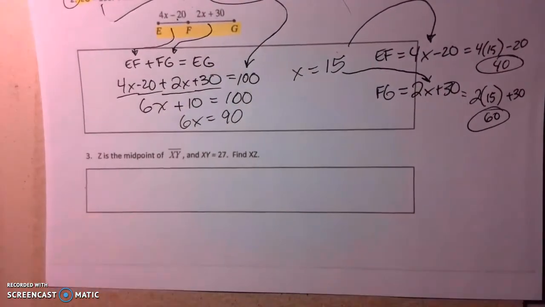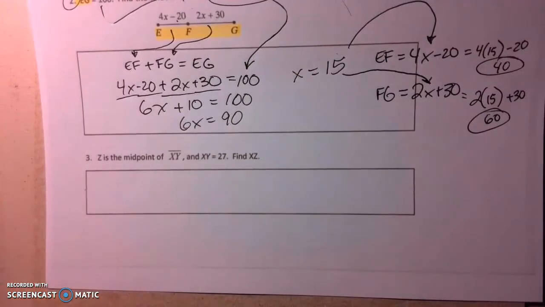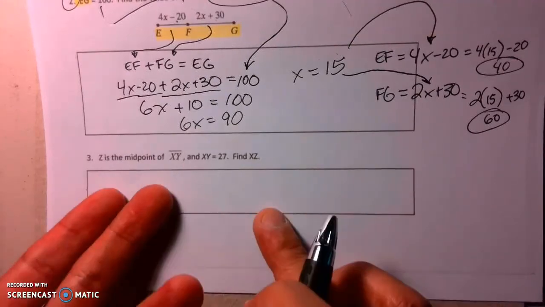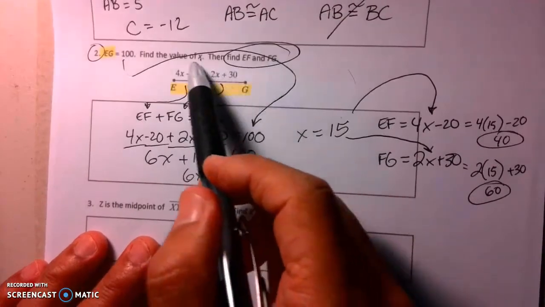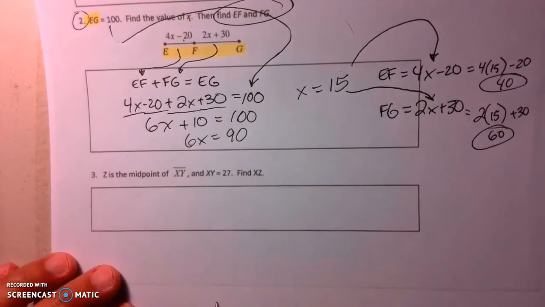Finally, this is actually a word problem. It doesn't look like much of a word problem. It's just one little sentence here. It says, number 3. Z is the midpoint of XY. XY is 27. Find XZ. Now what you're going to notice in geometry, they're just going to throw letters at you. A, B, B, C, Q, Y, and so forth. If they don't give you a picture, like number 2, they did give you a little picture here. If they don't give you a picture like number 3, draw yourself a picture.